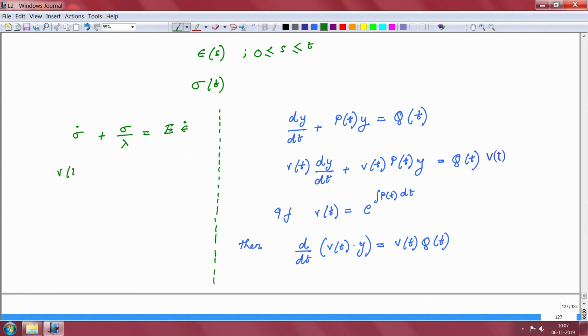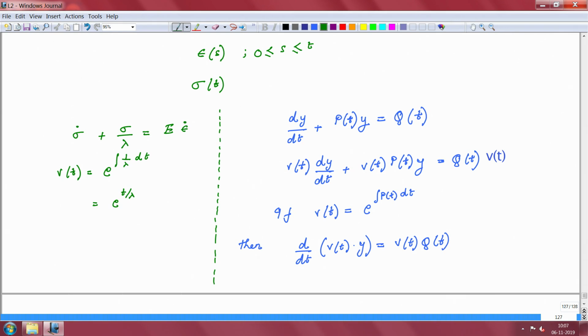So, what is Vt for us? Well, we have the integral of, and here for y you have sigma. So, you end up with 1 by lambda dt, so you end up with e to the power t by lambda. So, this is our integrating factor.